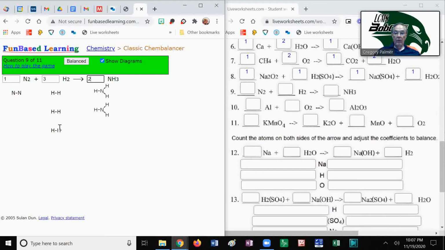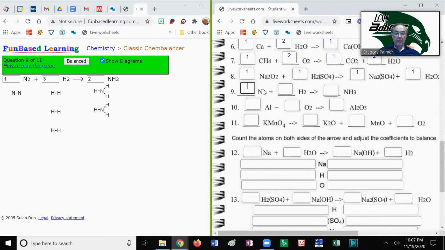I have 2, 4, 6 hydrogens. And I have 3 plus 3 is 6. And I have 2 nitrogens. And I have 2 nitrogens. So this looks like it's balanced.